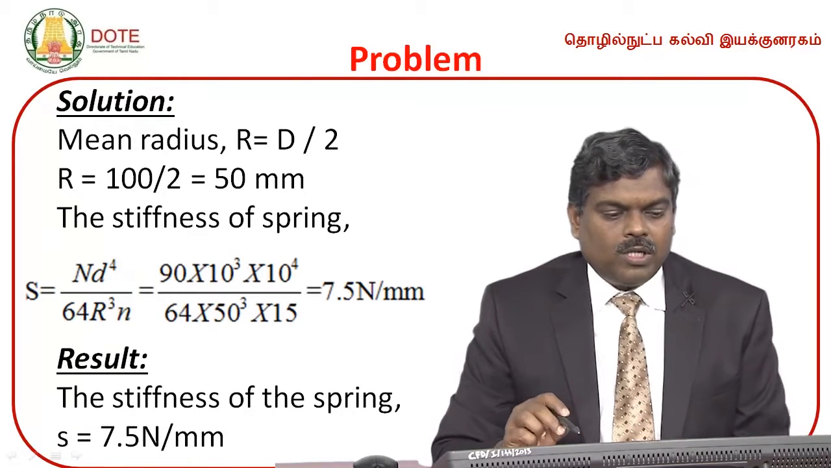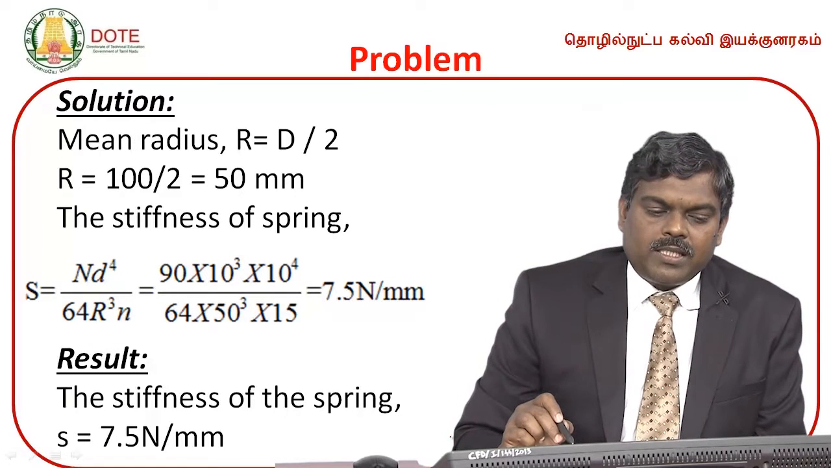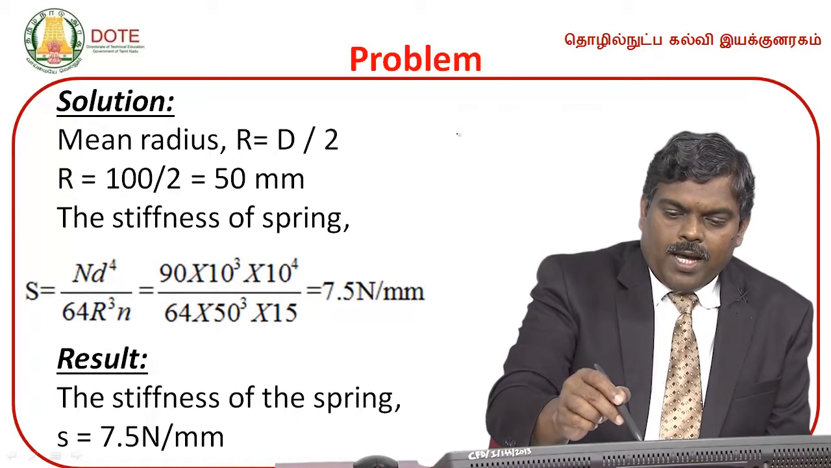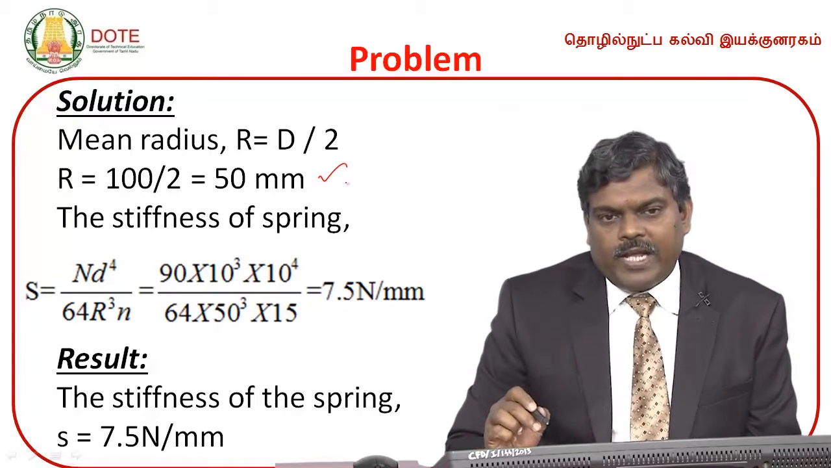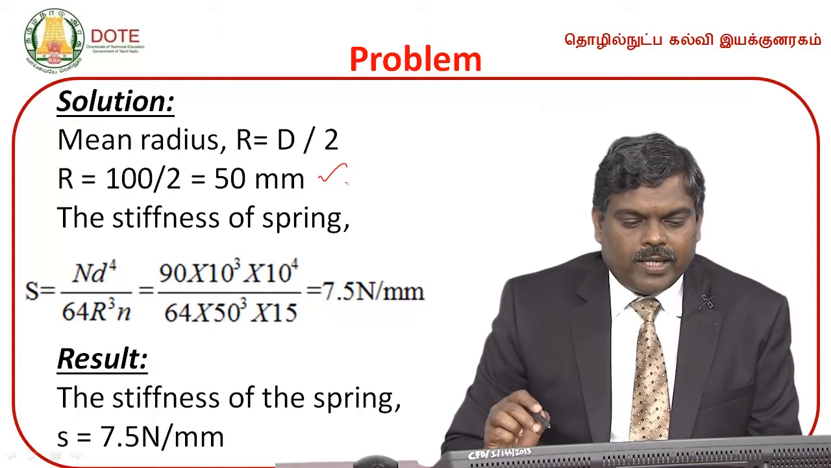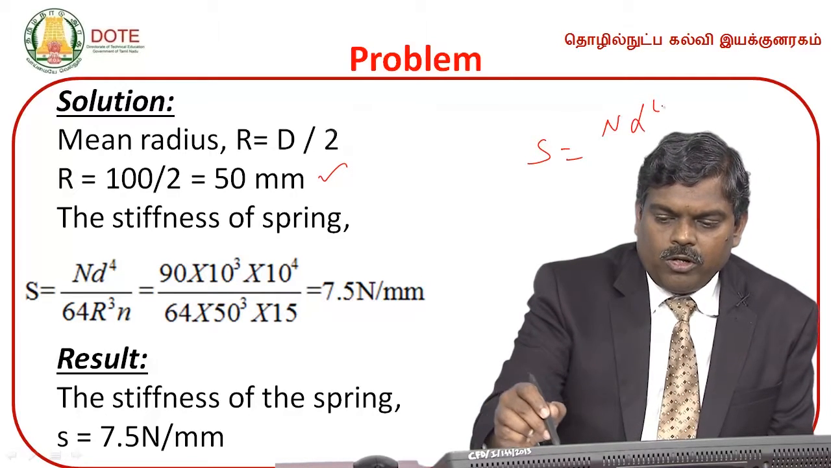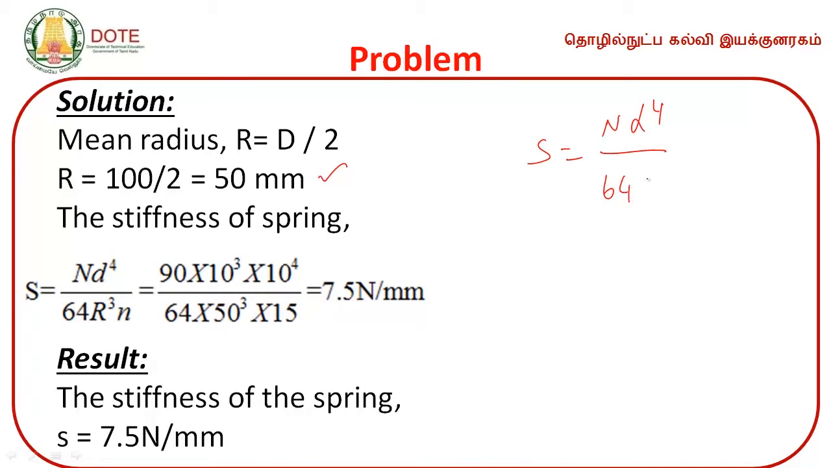So the solution. How to solve this problem? Mean radius R is equal to D by 2. Therefore, R is equal to 100 by 2. This is going to be 50 mm. Now we can calculate the stiffness of the spring using the formula S is equal to N into d to the power 4 divided by 64 R cube n. What is N? N is the modulus of rigidity for the spring material. d is the diameter of the wire. R is the mean radius of the helical spring. n is the number of turns.